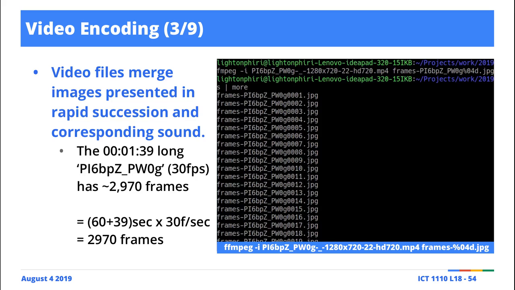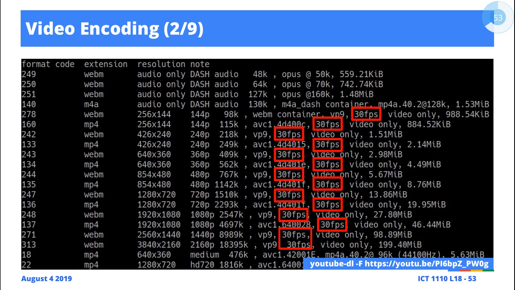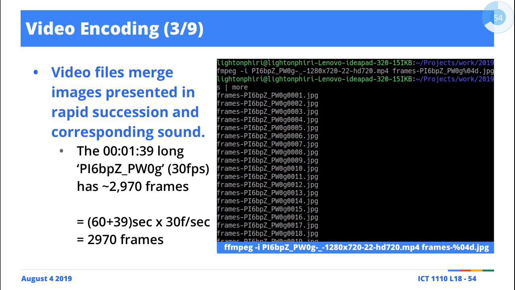And then, to help emphasize this whole notion of frames per second, we used the same example video footage here, which is just one minute and 39 seconds long, to empirically determine the number of frames associated with this video footage, and it turns out that it's roughly 2,970 frames. We realize that we can calculate the number of frames associated with any given video footage, right?